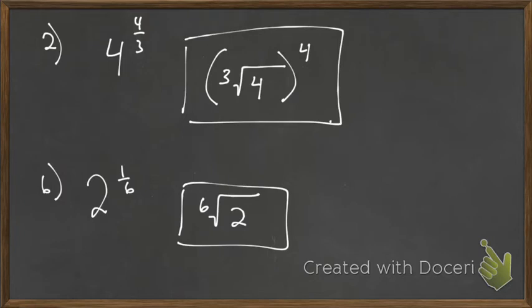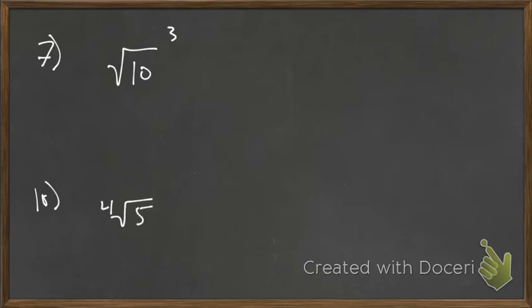So what I want you to attempt next is to try to do the other way. Let's do number 7 and number 10 on the next section. Number 7 is square root of 10 to the 3rd. And number 10 is 4th root of 5 to the 5th. I want you to try to write those in exponential form.